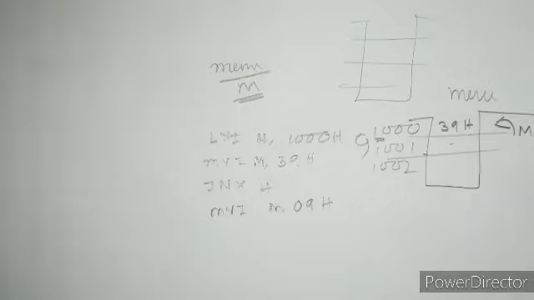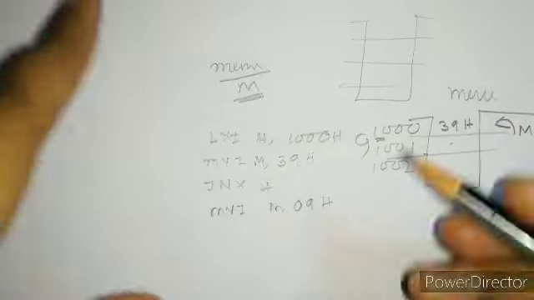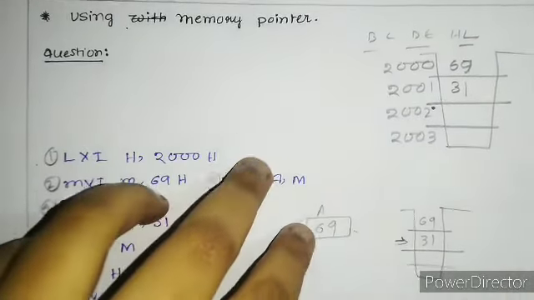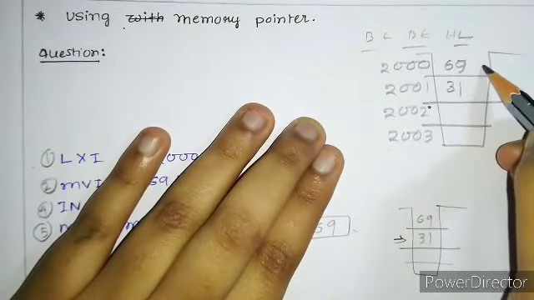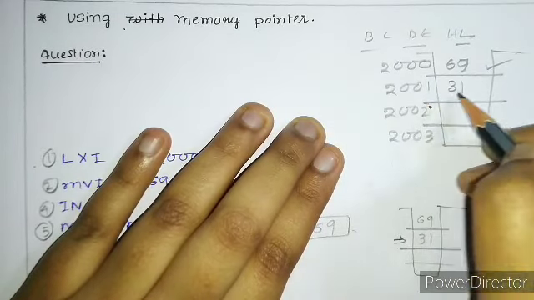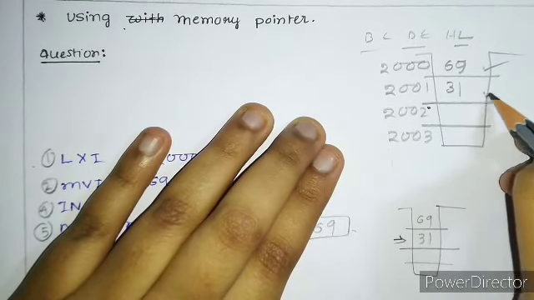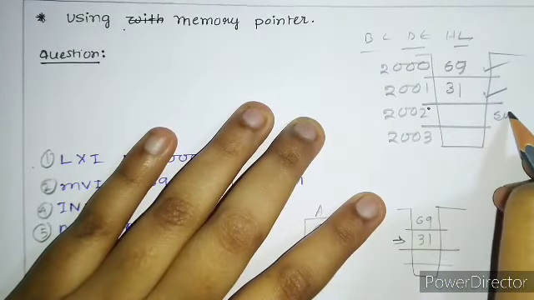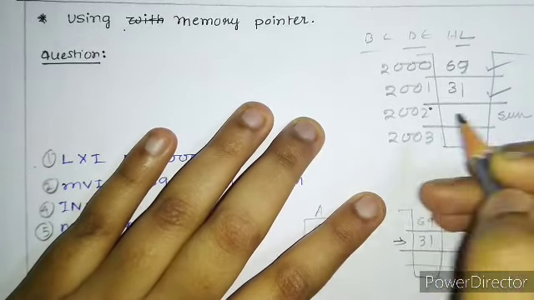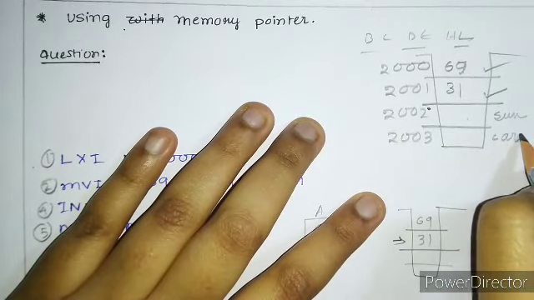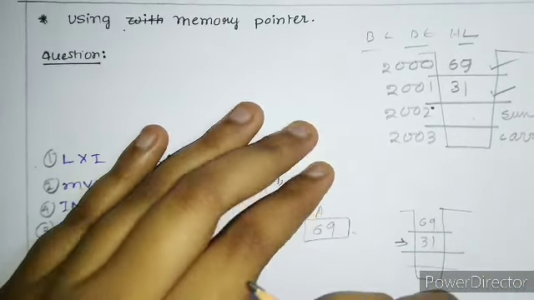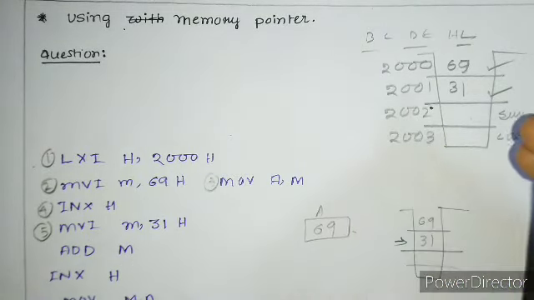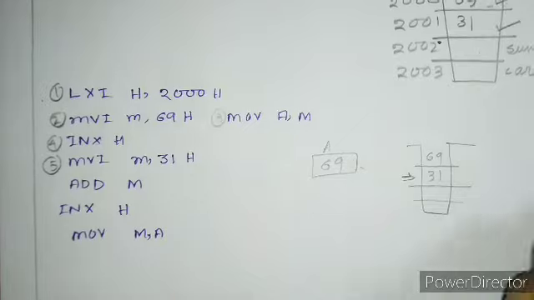So I want to perform addition using the memory pointer. So what is my task? My task is to store 69 at location 2000, store 31 at location 2001, add them, store the sum at location 2002 and store the carry at location 2003. How can we do that? First I have to store these numbers.